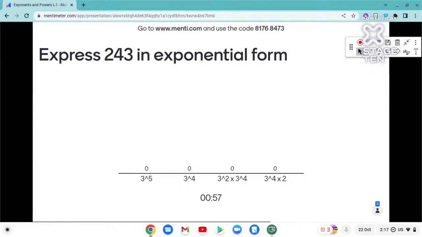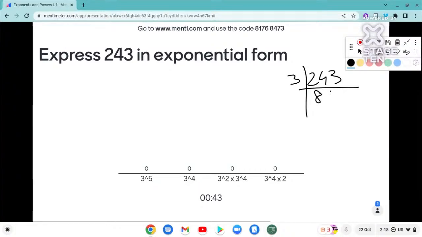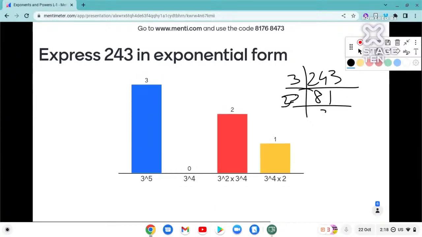Let me also solve it. 243 divided by, we'll take 3 now. So 243 divided by 3 gives us 81. Again, I can divide 81 by 3, and I'll get 27.